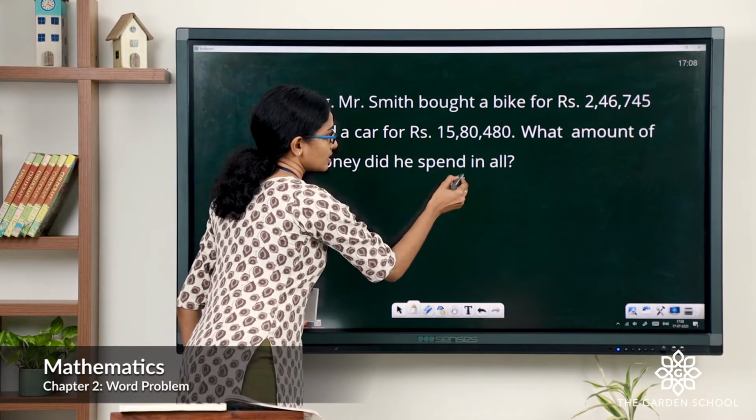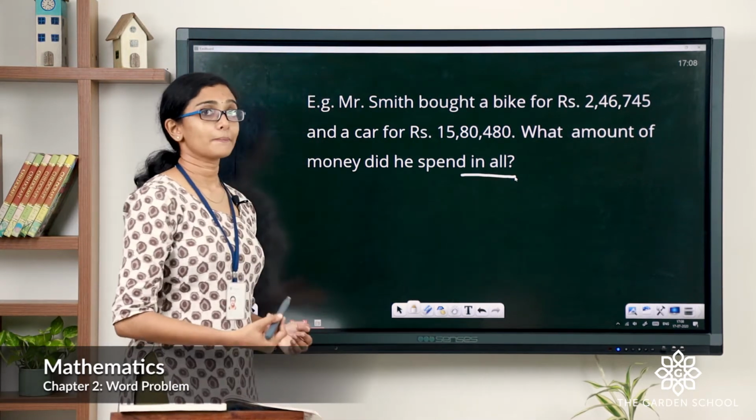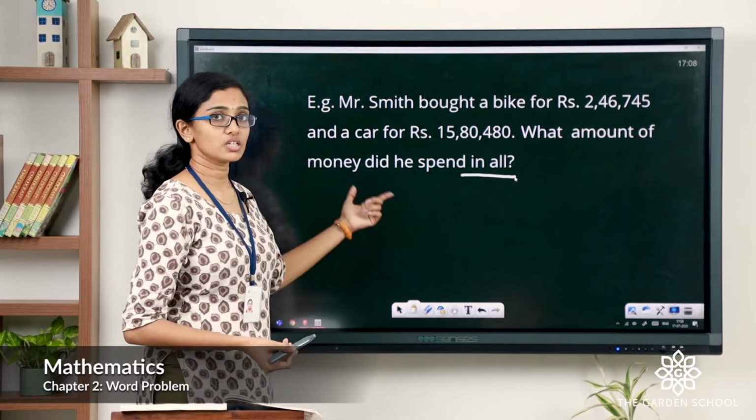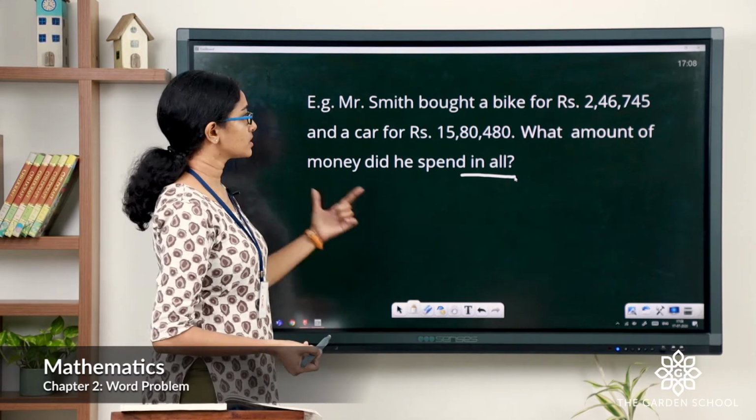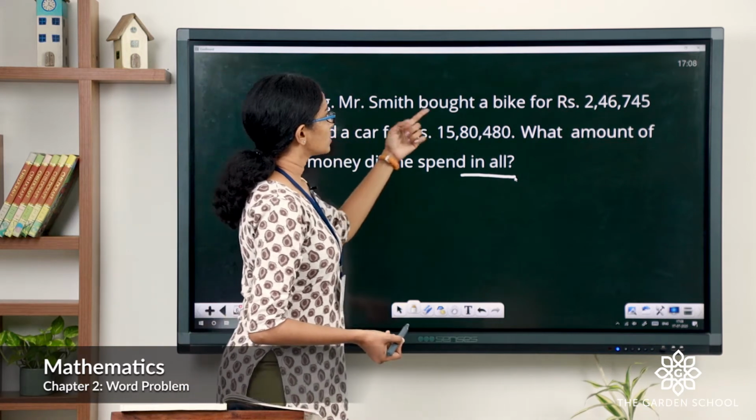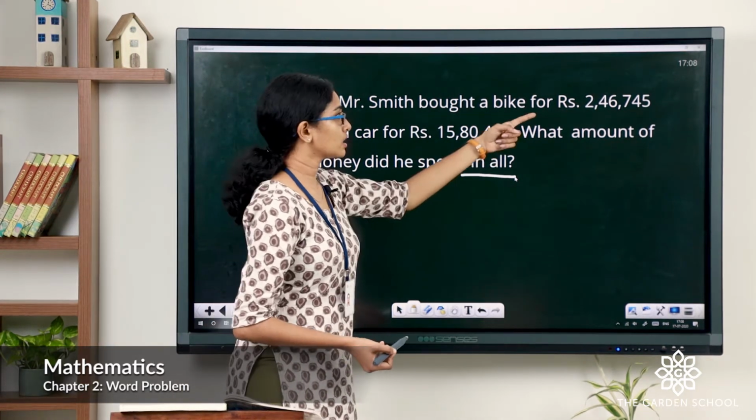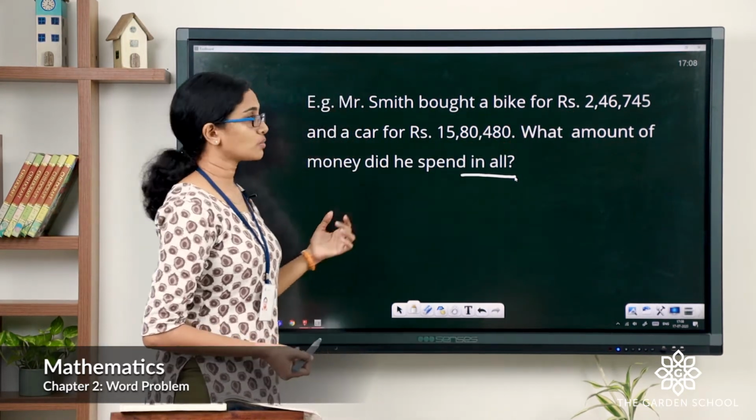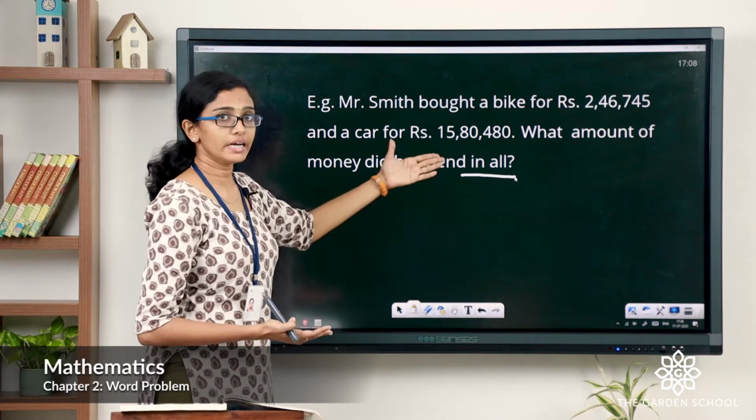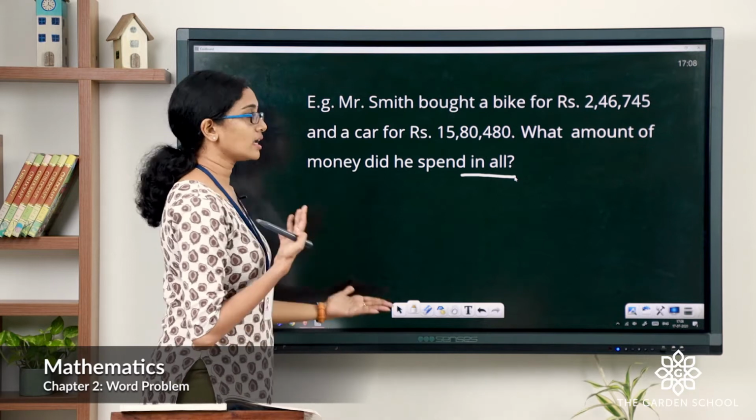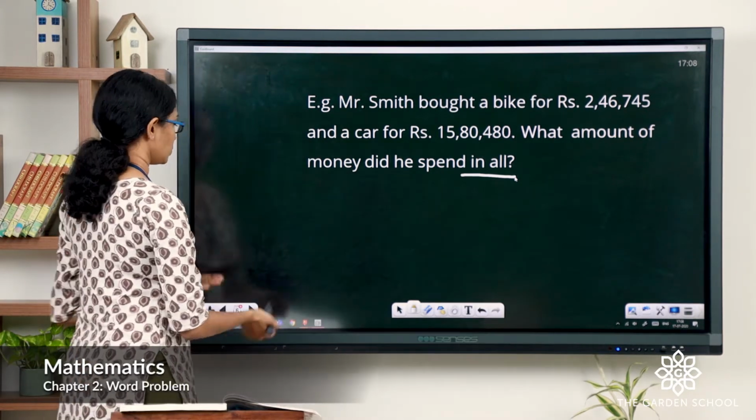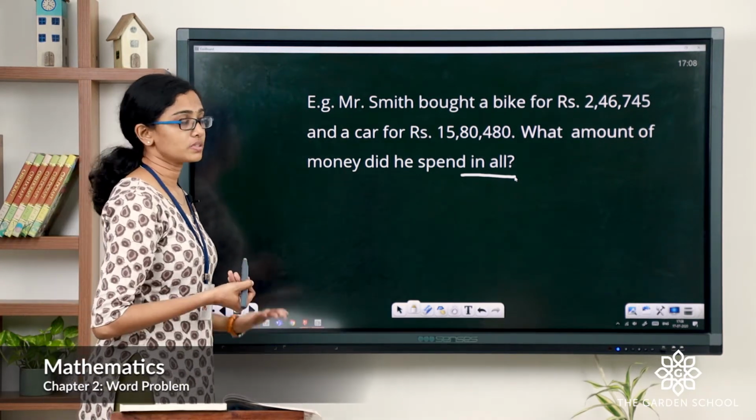See, we know this phrase in all means to add, right? So it's an addition word problem. Now, what all data we are given here? Let's look for the data. Now, it says he bought a bike for rupees this much. So, we have the cost of a bike, we have the cost of a car, and we have to find out the total amount. How do we do that? Let's see how we will write the steps.